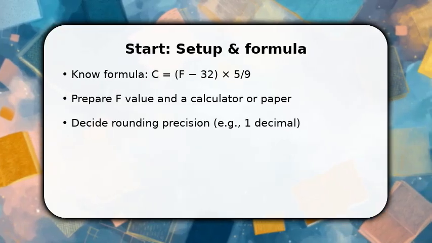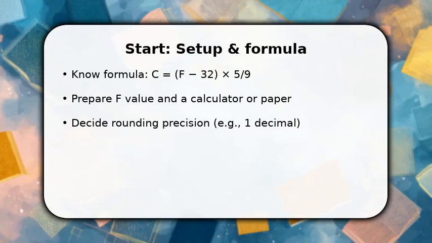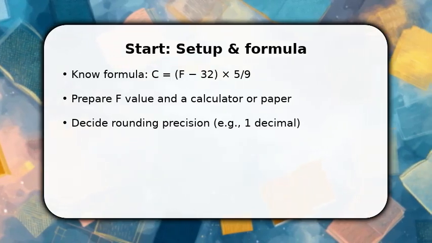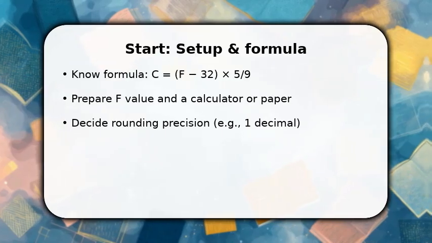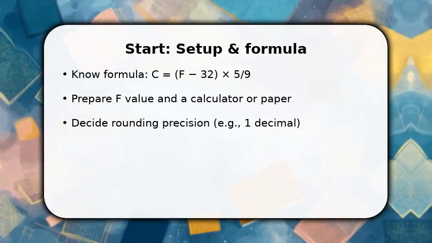You start by writing the formula: C equals (F minus 32) times 5/9. You need the Fahrenheit number, a calculator or pencil, and a rounding rule.